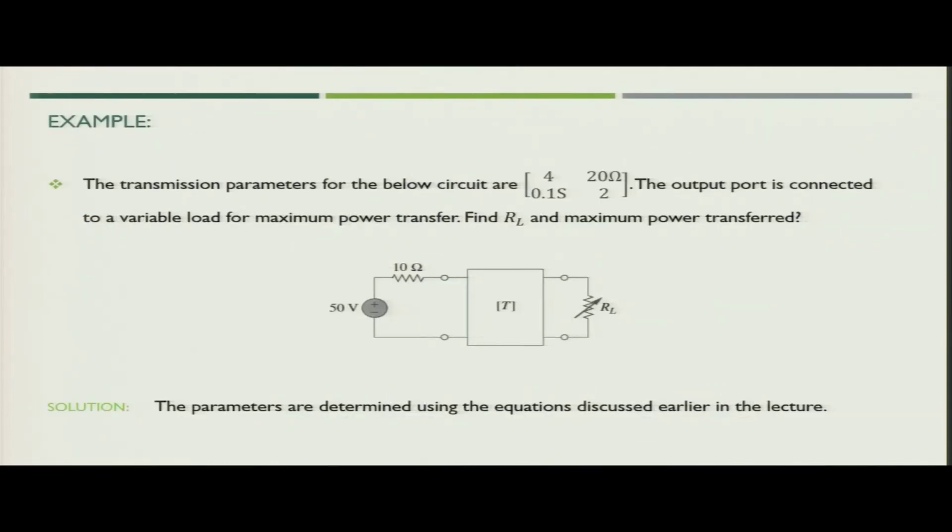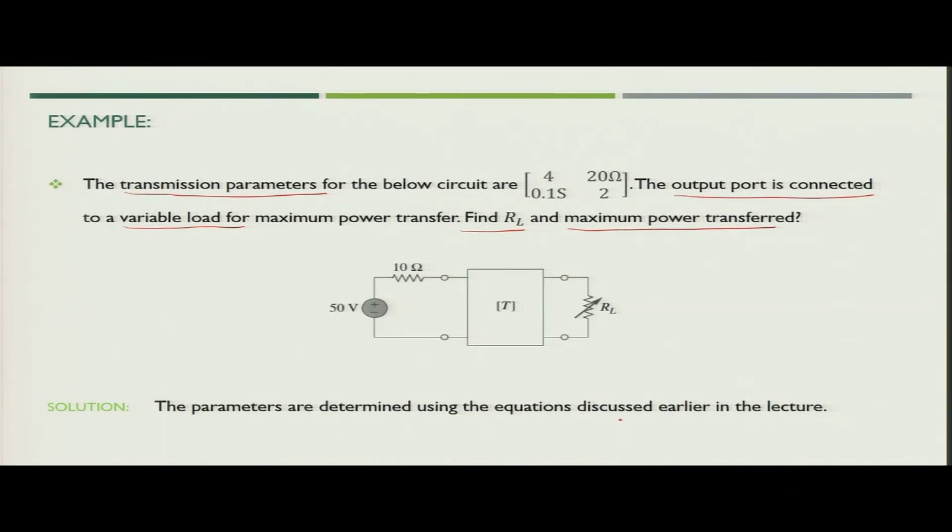Now, let us see another example where the transmission parameters are given. So, here you see the transmission parameters in the matrix form. The output port is connected to a variable load for maximum power transfer. Now, what we have to do? We need to find out the value of RL at which maximum power transfer will take place, and we need to find out how much maximum power will be transferred.